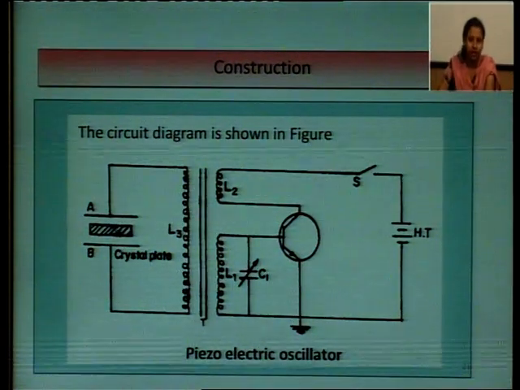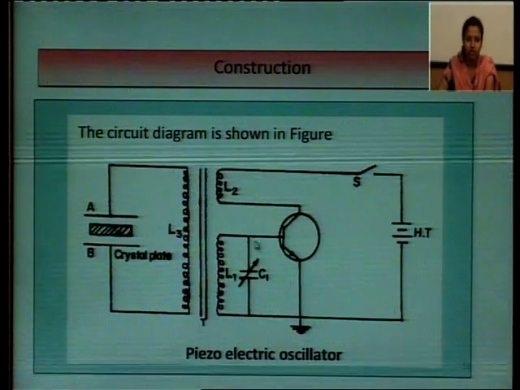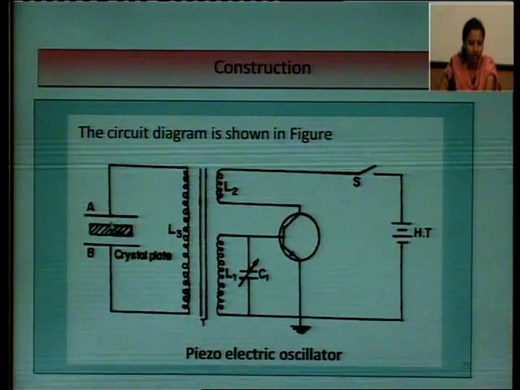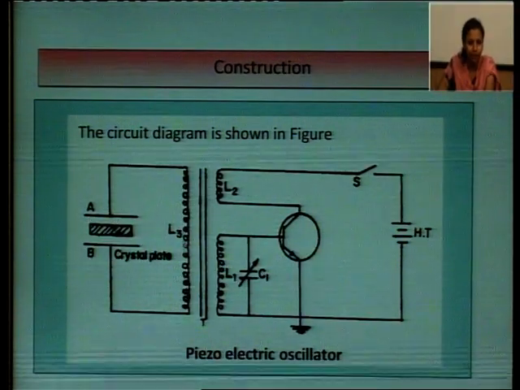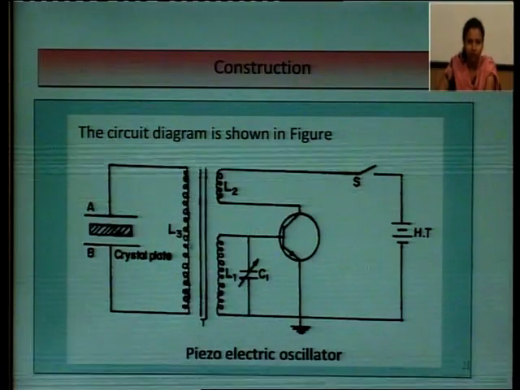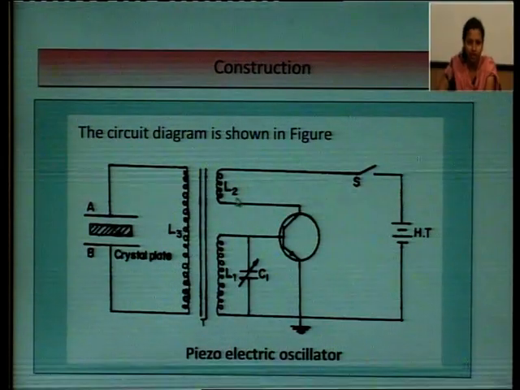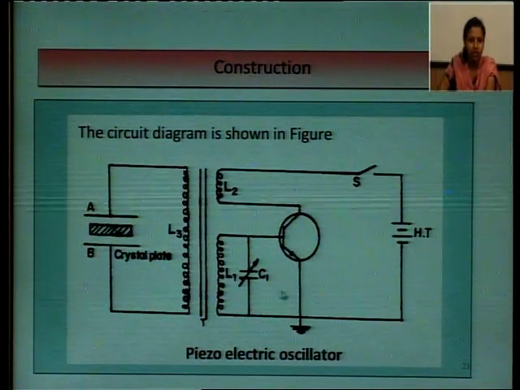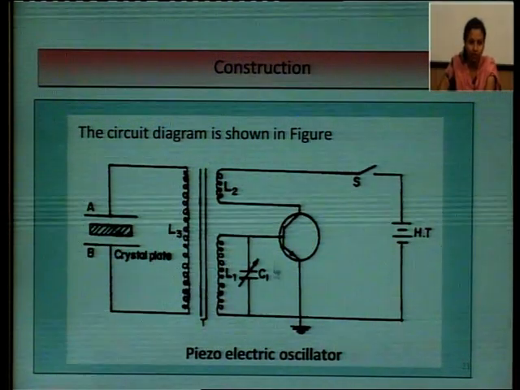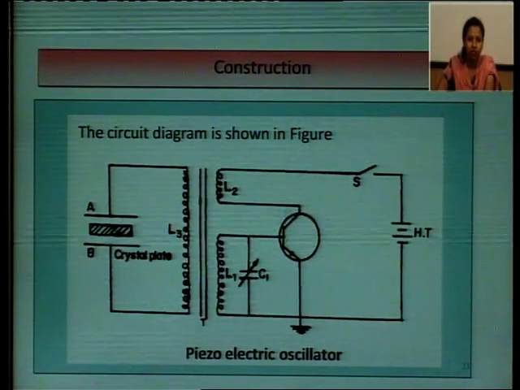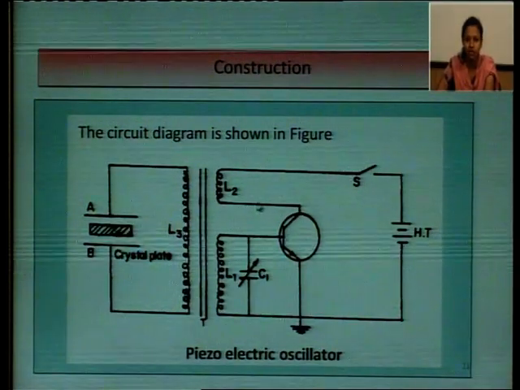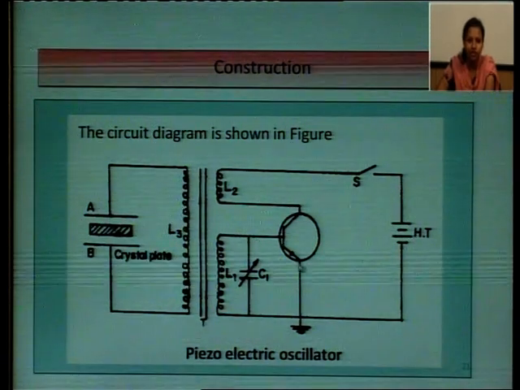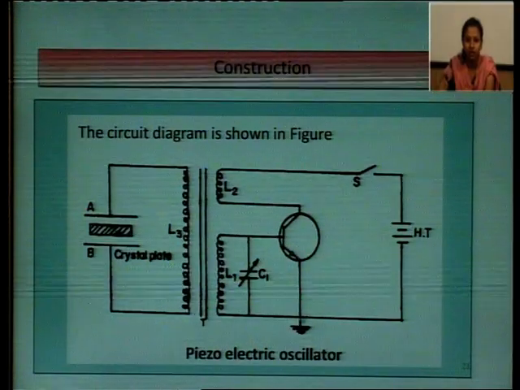So the circuit diagram for this electrostriction effect: this is the crystal plate, in between these two plates A and B. This is the transformer, this is one coil L3, this is another L2 and L1, and this is a variable capacitor. So this one is the oscillator for us. Like before, this is connected to the collector, and this oscillator circuit is connected to the base, and the ammeter is the earth.